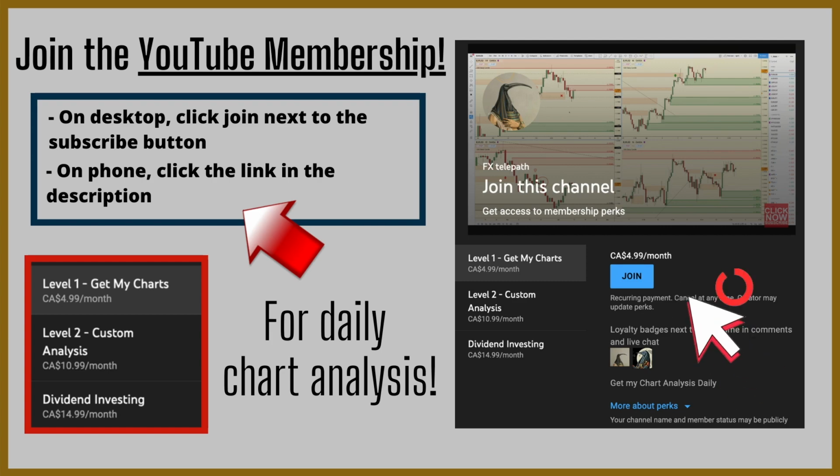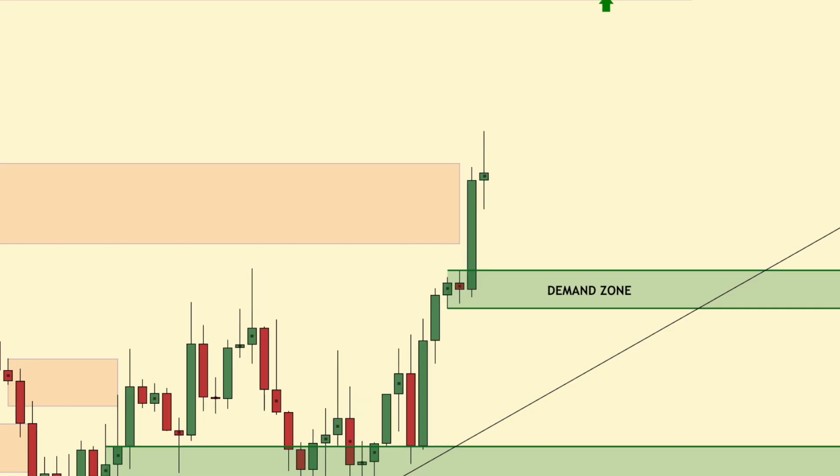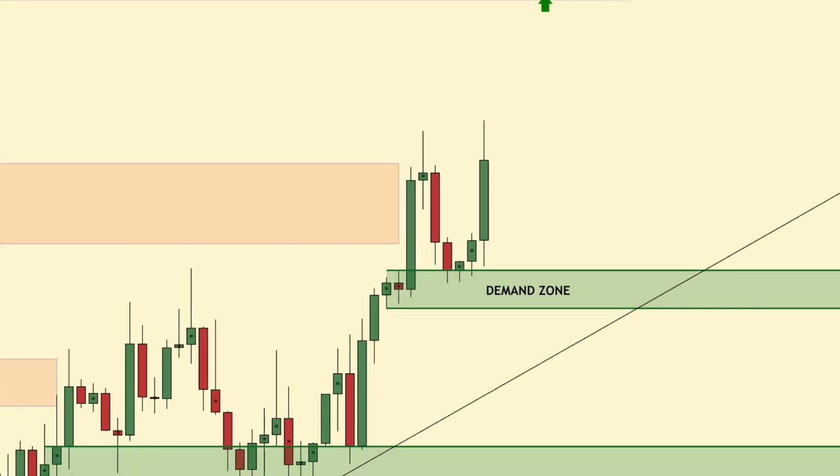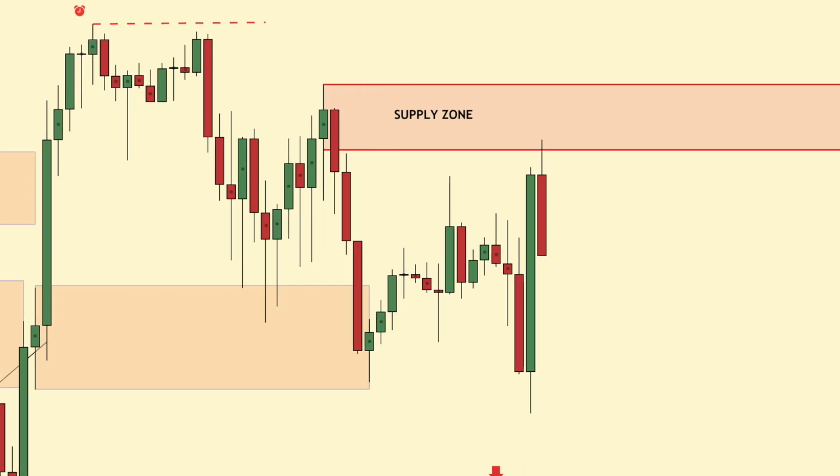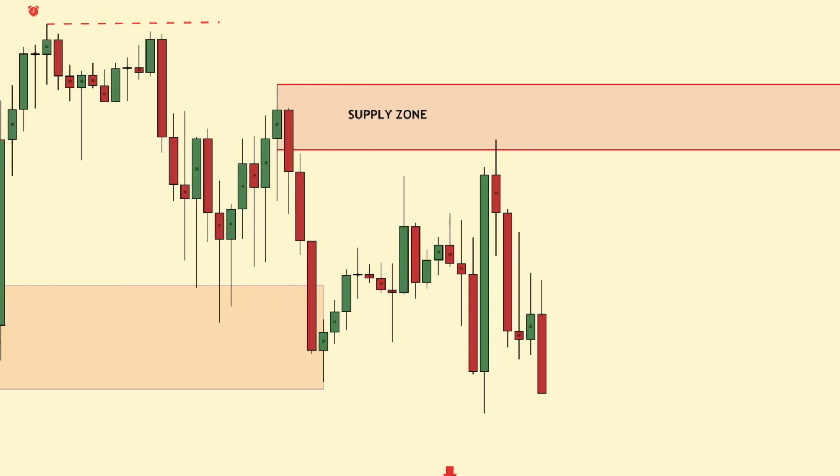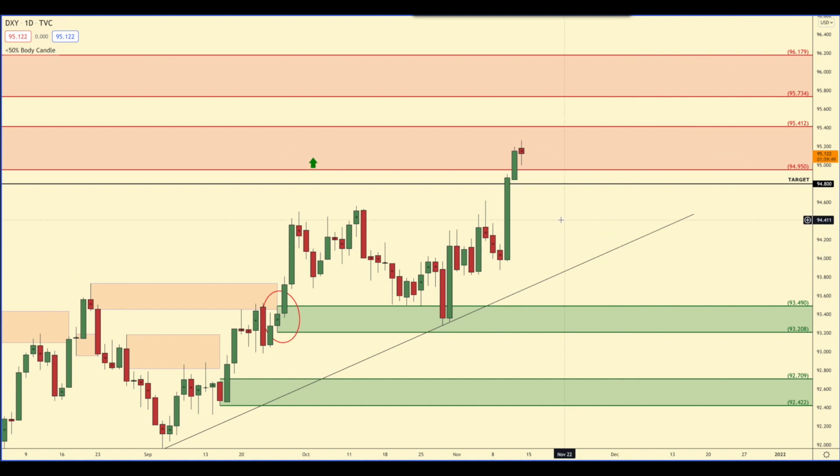In this week's Forex Forecast, we're going to be looking at all of the important supply and demand zones created by the large institutions and the banks in order to help you with your trading this week. All right, starting things off with the US dollar.